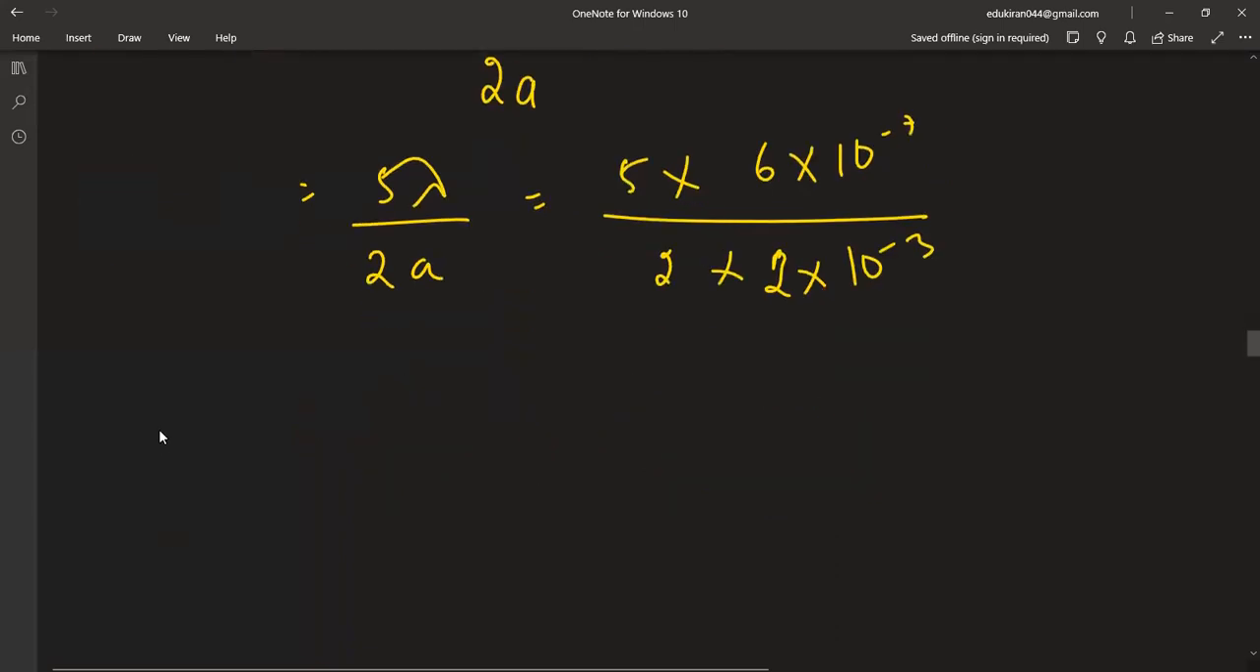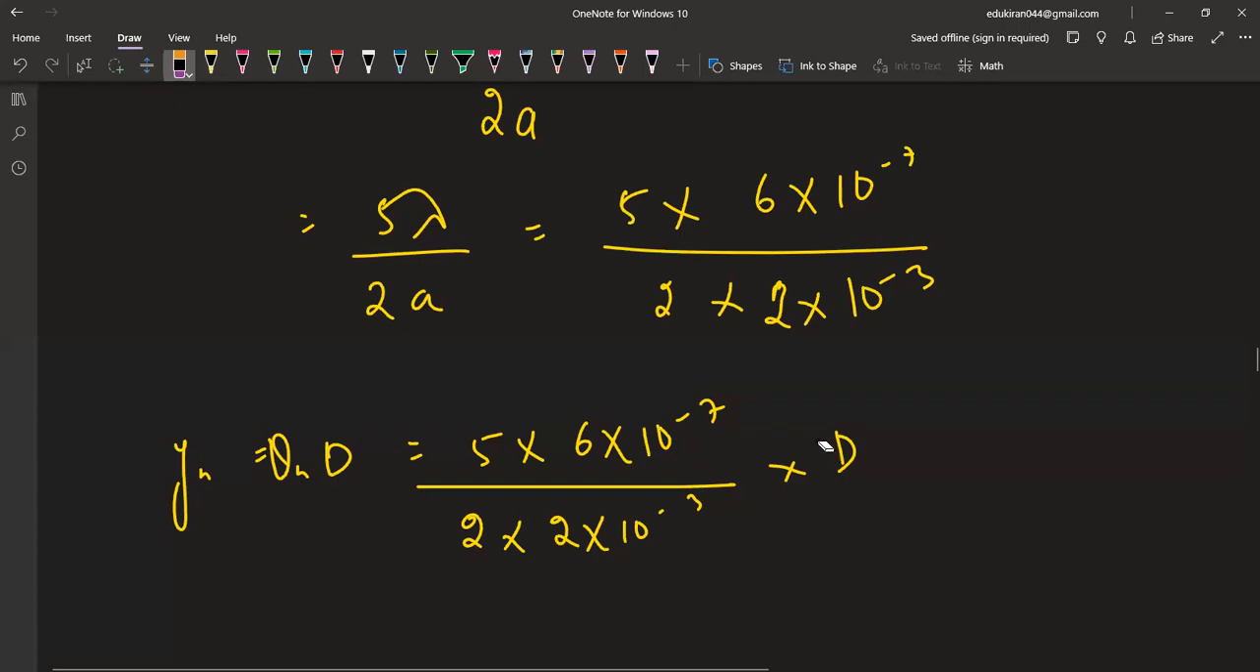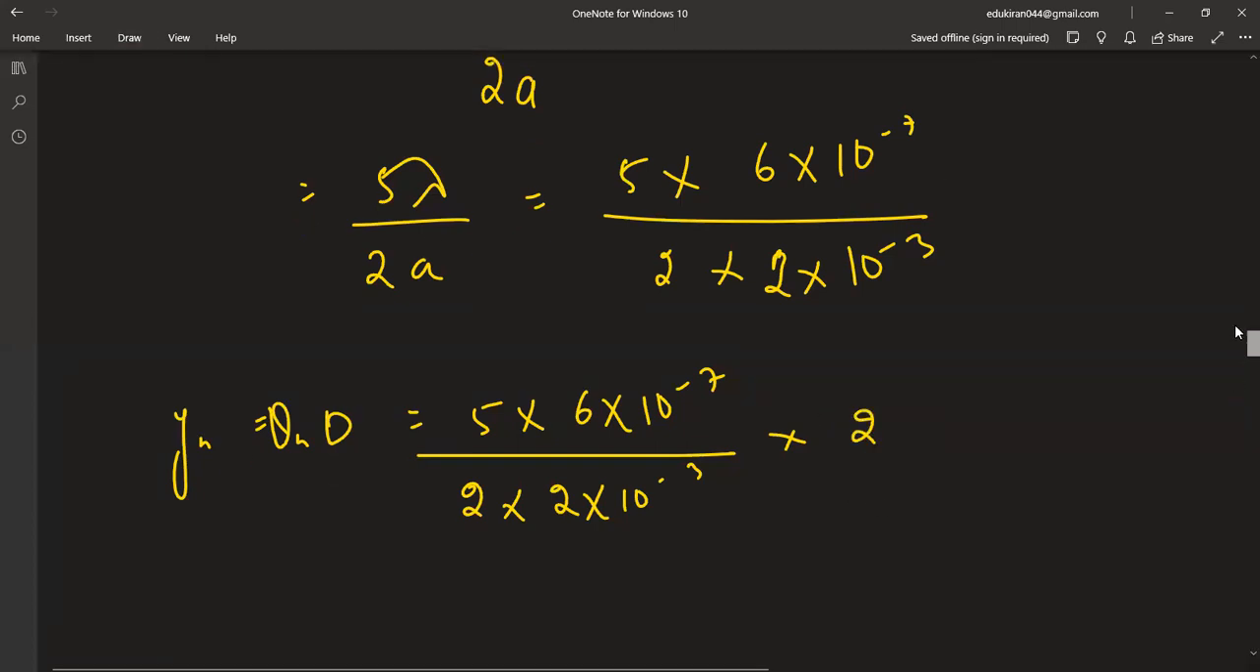When we have to calculate the linear separation, this will be theta n into D. So 5 into 6 into 10 to the power minus 7 by 2 into 2 into 10 to the power minus 3, multiplied by the separation D. D was how much? 2. So this will be 2. This you can solve. Let me know what's the answer.